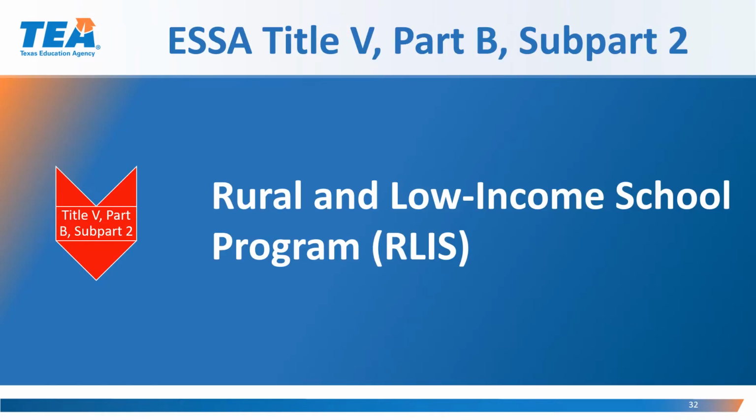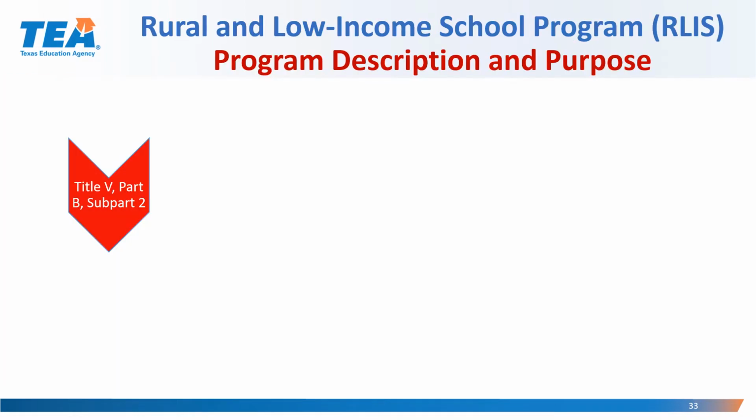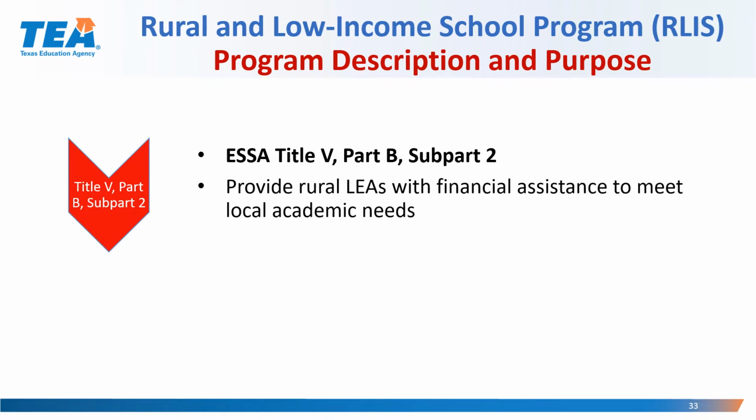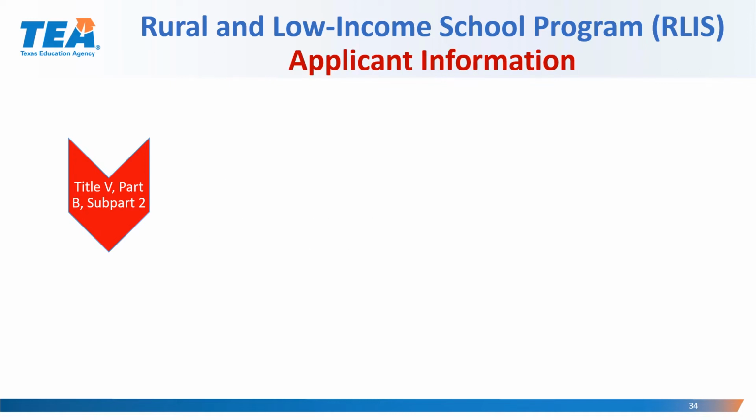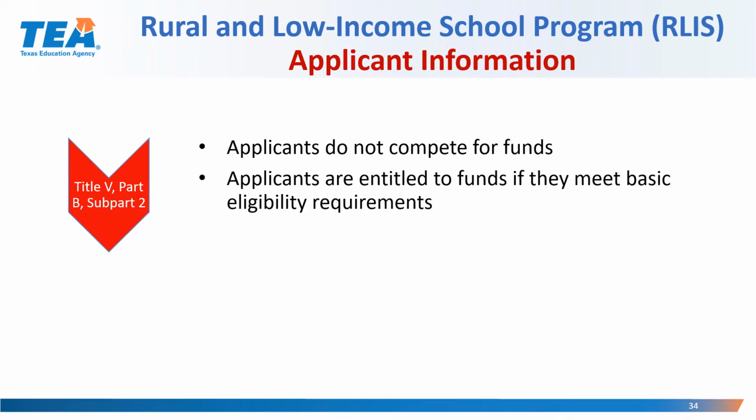ESSA Title V Part B Subpart 2, Rural and Low-Income School Programs, or RLIS. Program description and purpose: ESSA Title V Part B Subpart 2 provides rural LEAs with financial assistance to meet local academic needs, with greater flexibility in the use of limited federal resources. Application information: applicants do not compete for funds. Applicants are entitled to funds if they meet basic eligibility requirements.